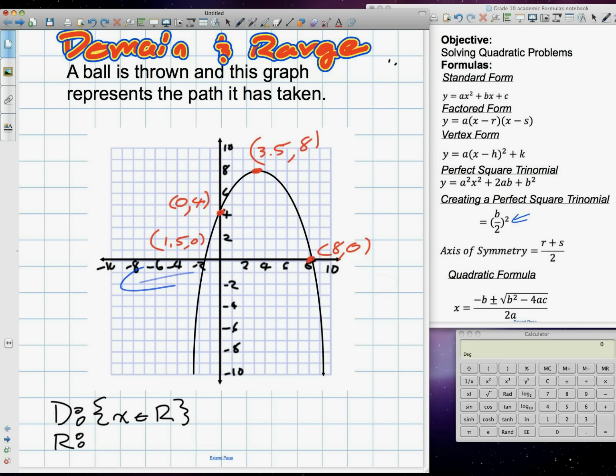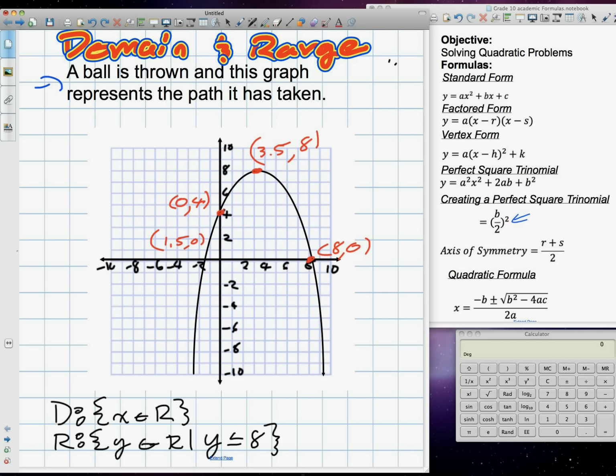Nothing will stop it. Okay? And in terms of the range of the parabola, well, it touches y is an element of all real numbers, but there is a restriction. The restriction here is right here, and it is a downwards facing parabola. So at 8, that's the highest point. So y would have to be less than or equal to 8. Okay? So that is our domain and range. Now that's of the entire parabola.